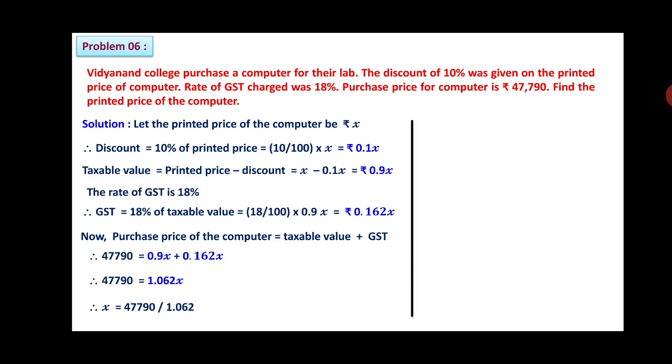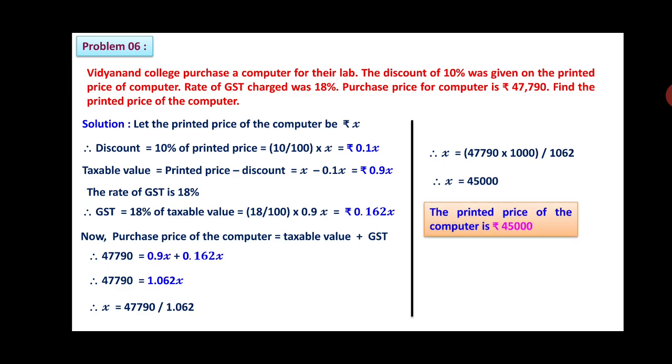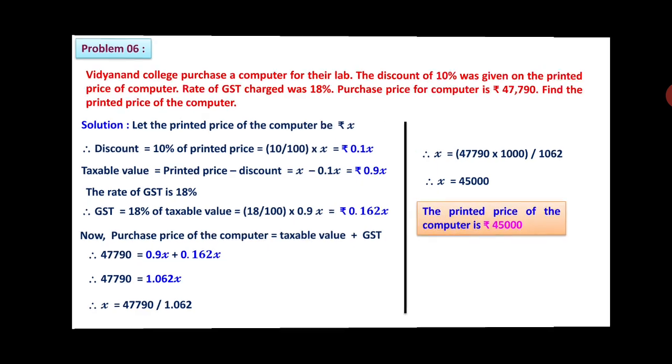So X is equal to, now we'll simplify it, 47790 into 1000 divided by 1062. At the denominator there are 3 digits after the point sign, so we'll multiply numerator and denominator by 1000. Therefore, X will be 45,000. Therefore, the printed price of the computer is rupees 45,000.